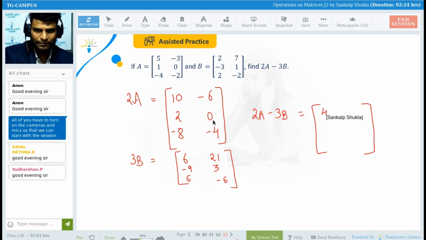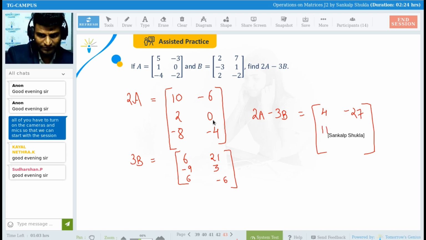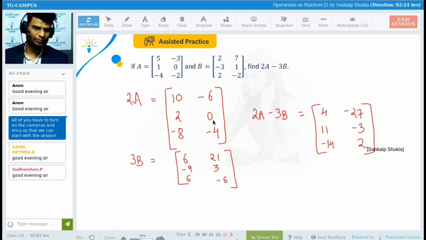So 10 minus 6, it is 4. Minus 6 minus 21, it is minus 27. 2 minus minus 9, it is 2 plus 9, that is 11. 0 minus 3, it is minus 3. Minus 8 minus 6, it is minus 14. And minus 4 minus minus 6, that is minus 4 plus 6, that is 2. This is the answer for 2a minus 3b. Very easy question. Yes or no?